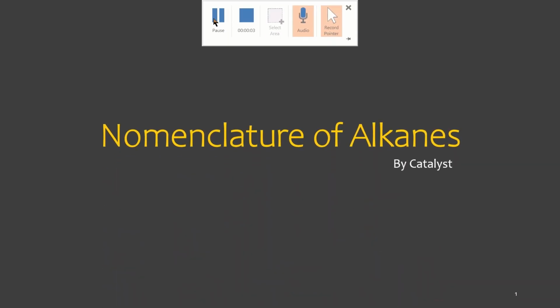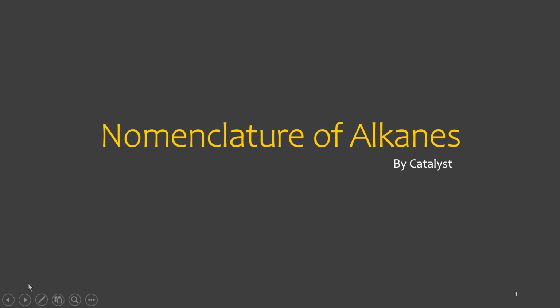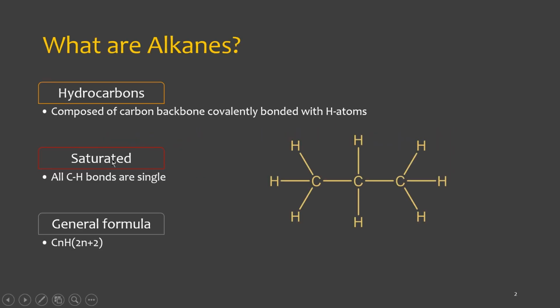Okay, so in this video, we are going to discuss the nomenclature of alkanes. So, first of all, let us see what alkanes are. Alkanes are hydrocarbons, and hydrocarbons are those compounds which are composed of a carbon backbone. Like this, the backbone, the central position will be occupied by carbon atoms, covalently bonded with hydrogen atoms. And to satisfy the valency of carbon, as you know, carbon can make a maximum of 4 bonds. So, to satisfy those valencies, hydrogen atoms are present there, and the bonds are covalent.